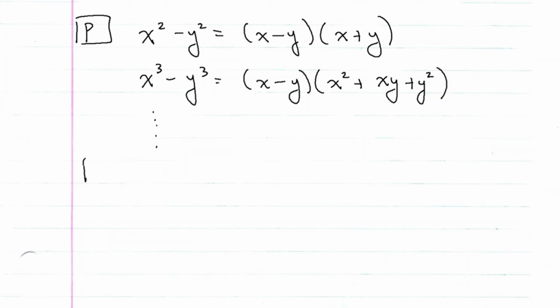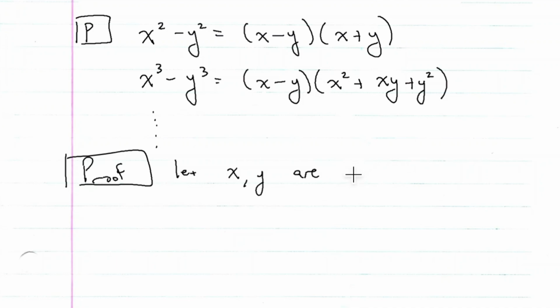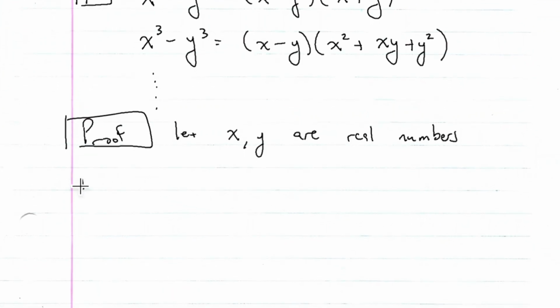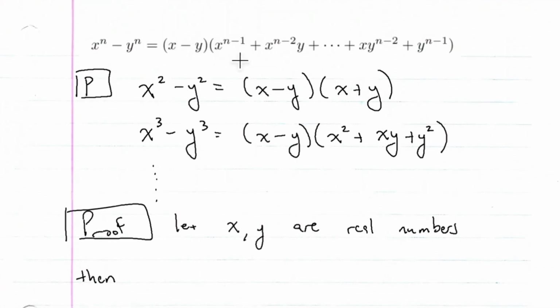We're going to take the side with the most information and then compute it to get to this side that we need. Now, first we need to assume that x and y are real numbers so that the following properties of real numbers hold. So these are real numbers. Then we take this part of the expansion and we work with this until we get to this.